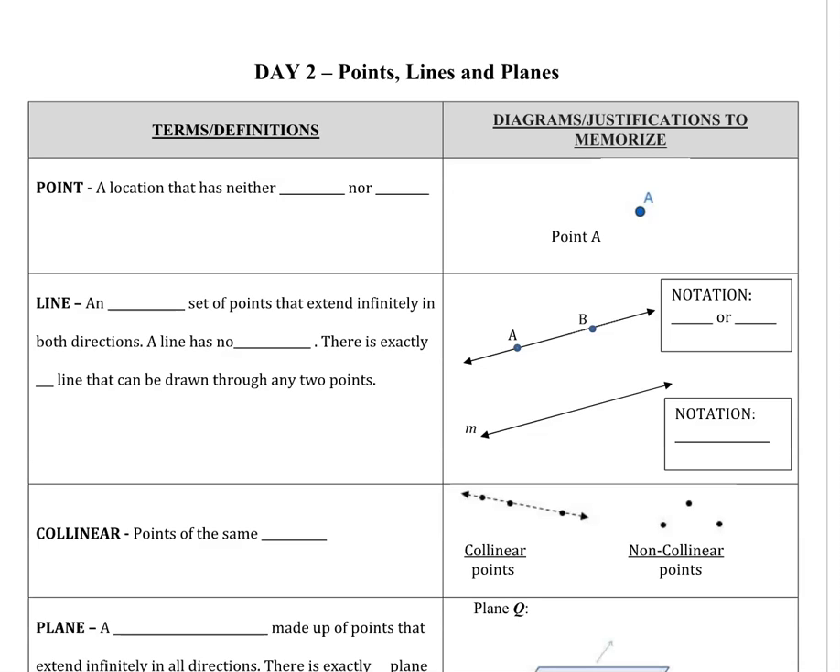to use a lot. Namely, we're going to start with things relating to points, lines, and planes. A point is a location that has neither length nor width. So as you see over here, I have the geometric figure point A. It's labeled simply point A. Now, a line is an infinite set of points that extend infinitely in both directions. A line has no width.